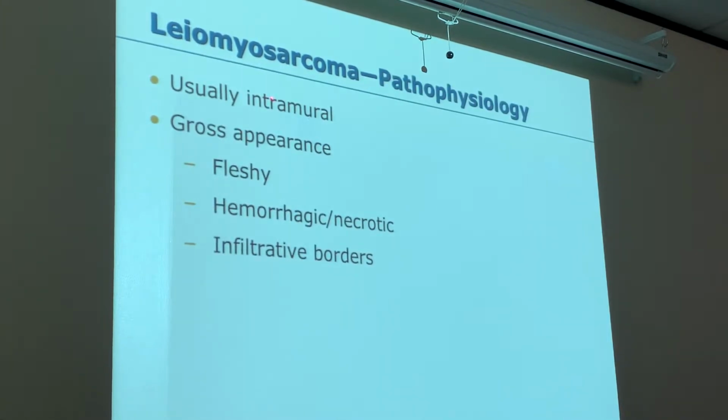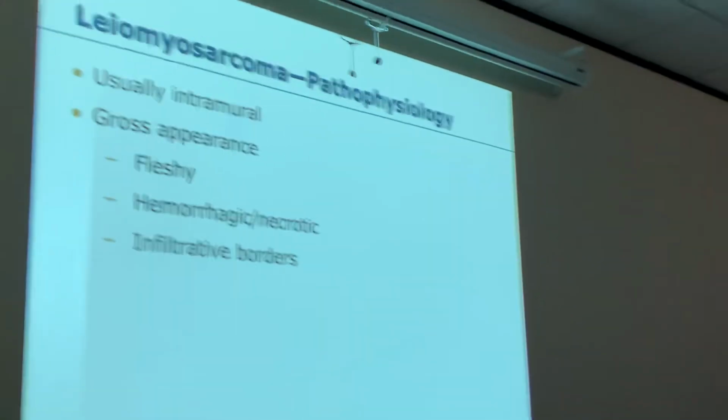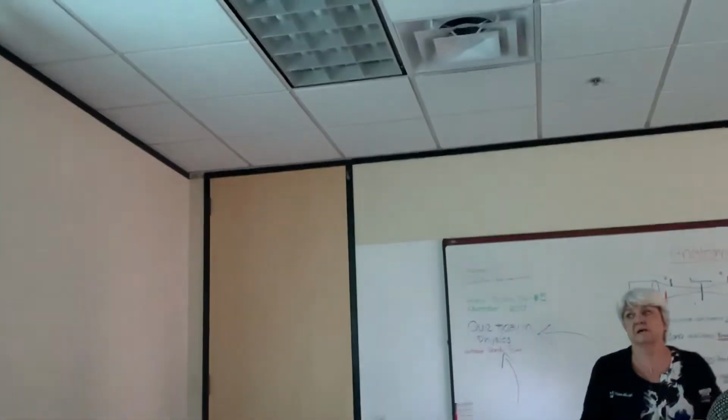They're usually going to be intramural, in the myometrial layer. They're fleshy, hemorrhagic, and can look necrotic. They have infiltrating borders, meaning the borders are kind of stellate, where they have little fingers coming out. Here's my leiomyosarcoma, and it has little fingers that are infiltrating the rest of the myometrium.